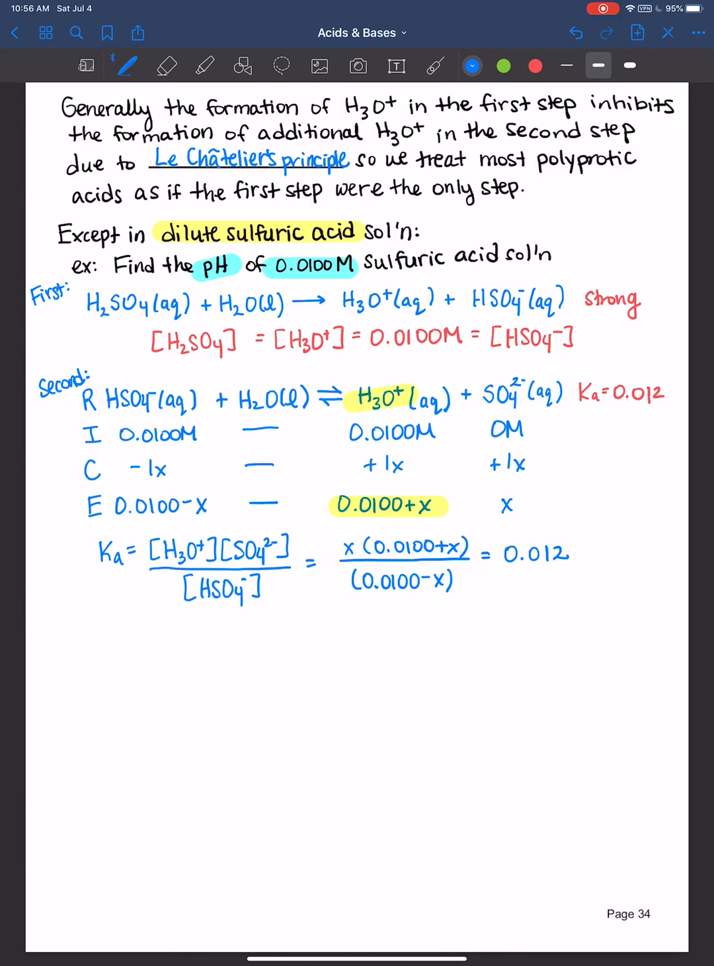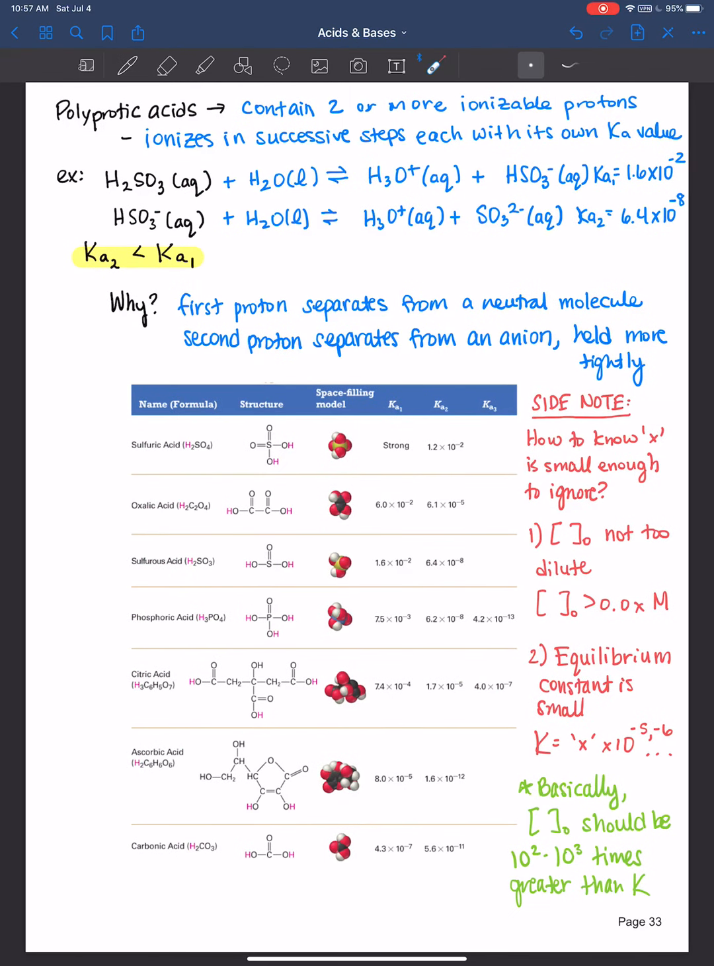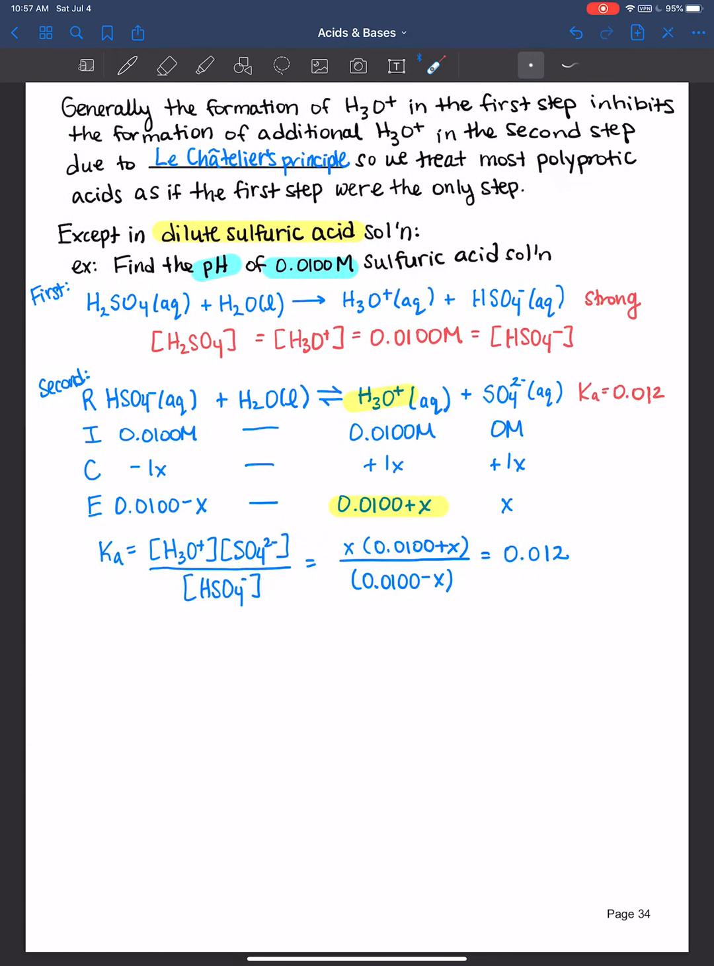Now this is where you're like, can I ignore X? That would make this math so much easier. But unfortunately, let's go back to the rules, that basically the initial concentration should be 10 to the second or 10 to the third times greater than K. And unfortunately, it's not. If you take 0.01 over 0.012, it's essentially 1. So X is not small enough to ignore. This is too dilute of a solution to do that.